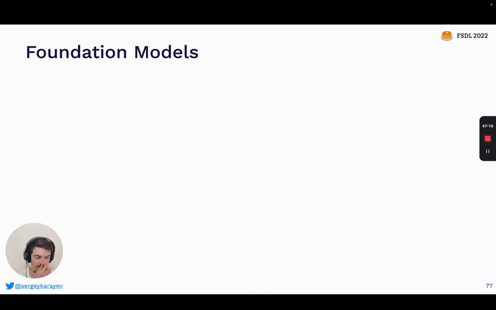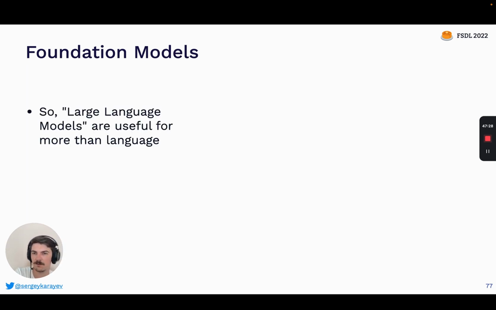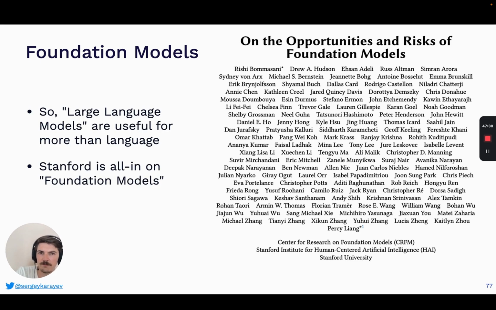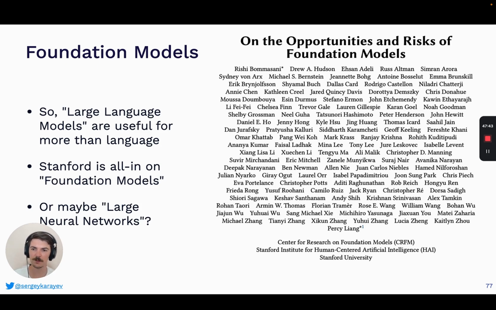And okay, so these large models are not just for language, and they're not just for vision, and they're not, what should we call them? So Stanford suggested foundation models, and they went all in on it. All the professors that have anything to do with AI are now at the Center for Research on Foundation Models. I like the name, but maybe large neural networks is another good name for it. I'm not sure what the field is going to settle on.